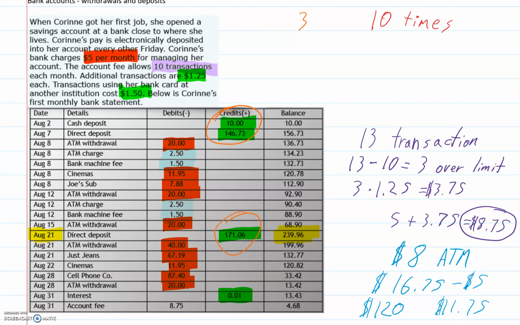So yeah, these are a couple things to look at, and in the next video we will look at budgeting and what type of categories that she's using here.